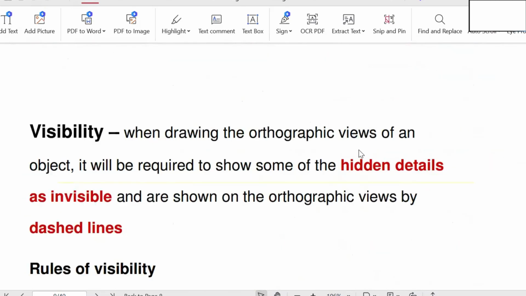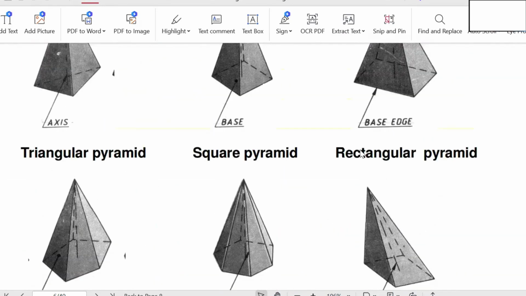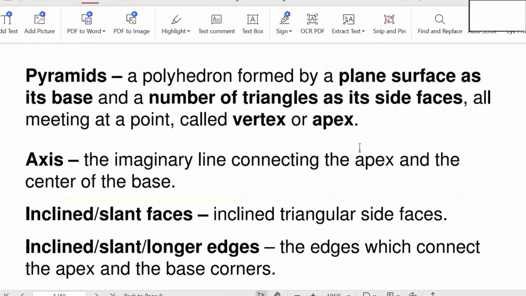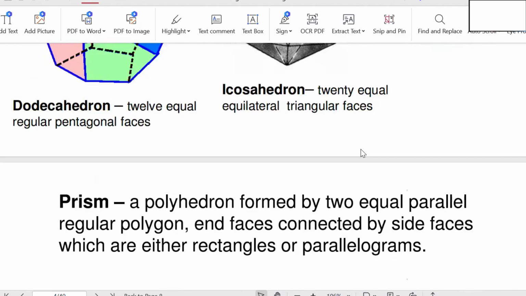By this, I conclude that there are two different types of solids. The first one is polyhedron, and the second one is solids of revolution.